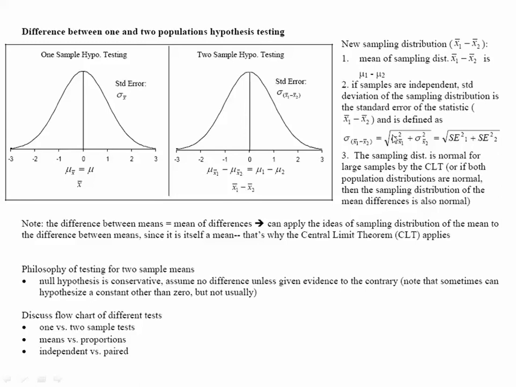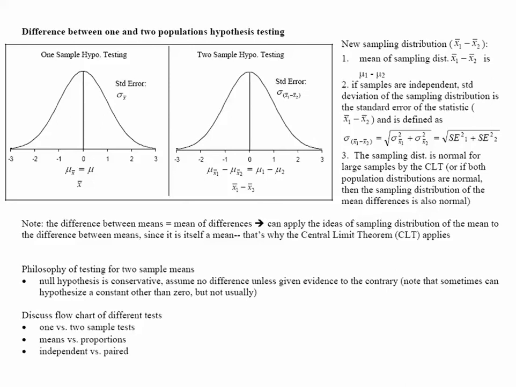This is the variance, or the square of the standard error of the first plus the square of the standard error of the second, and then take the square root. The sampling distribution is normal for both large samples because of the central limit theorem, or if both population distributions are normal, then by the central limit theorem, the same way we would find that the differences between the samples are also normal.